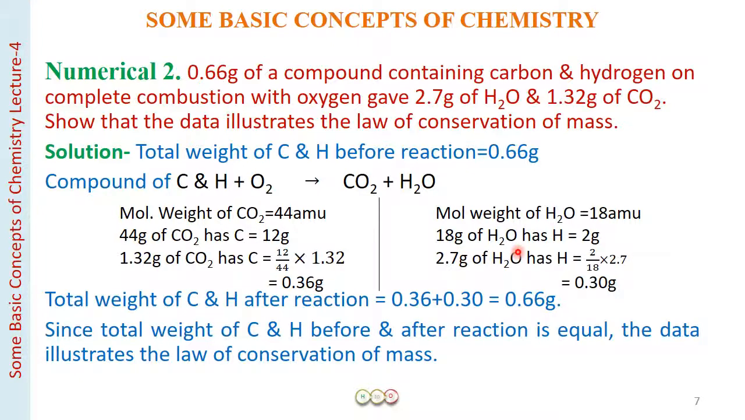And the molecular weight of water is 18 AMU. So 18 gram of water will have how much hydrogen? 2 gram. And 2.7 gram of water, which is given to us, is going to have how much hydrogen? 0.30 gram. Now add the weight of carbon and hydrogen after the reaction, 0.36 and 0.30, that is 0.66. Now this is equal to the weight before the reaction. So hence we can say that the data illustrates the law of conservation of mass. I hope it is clear to you all.